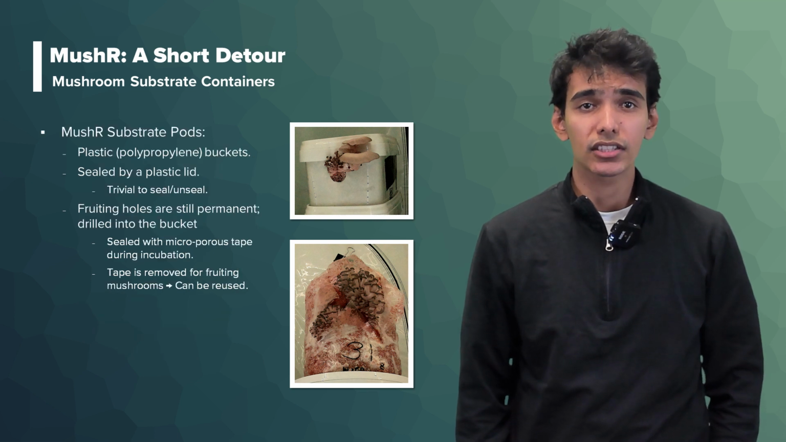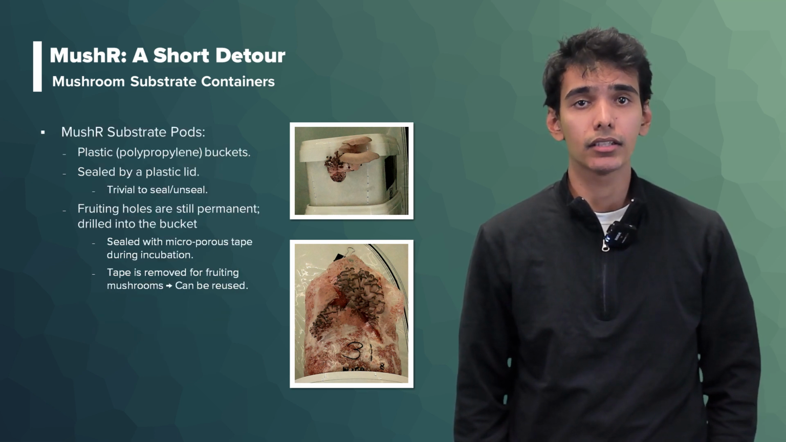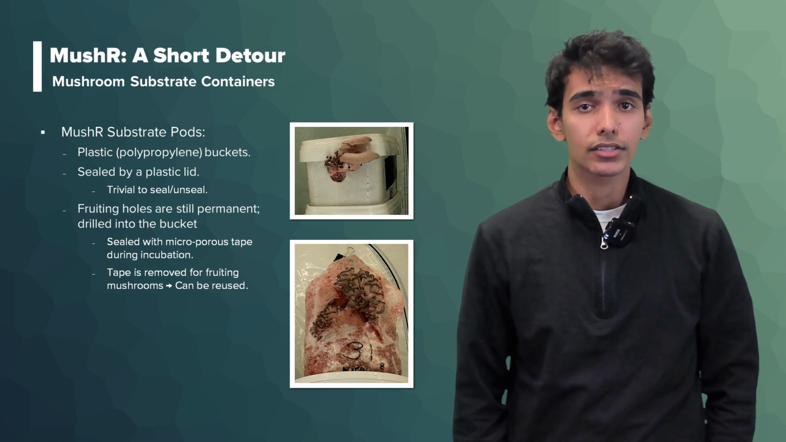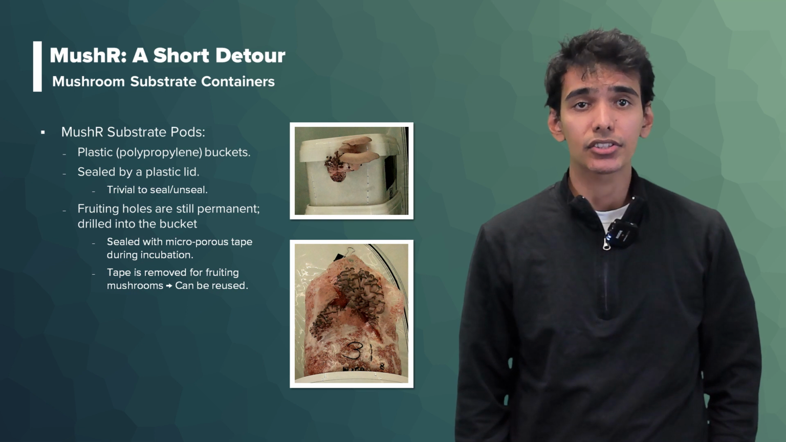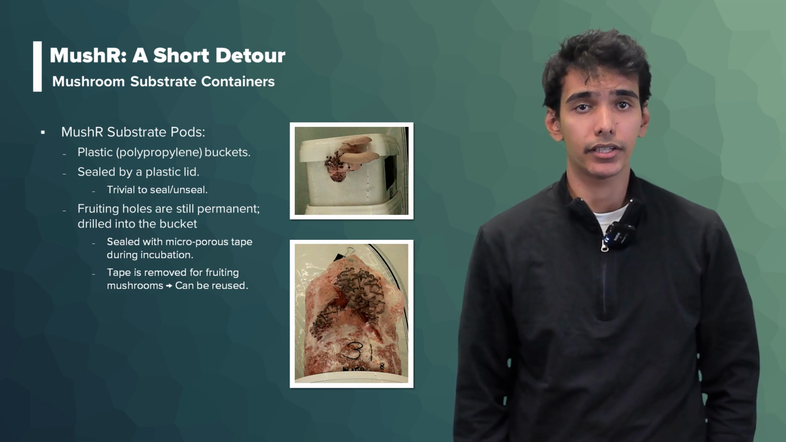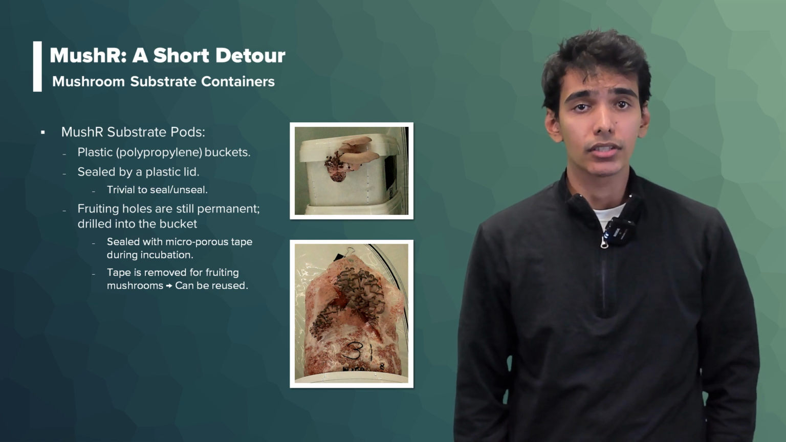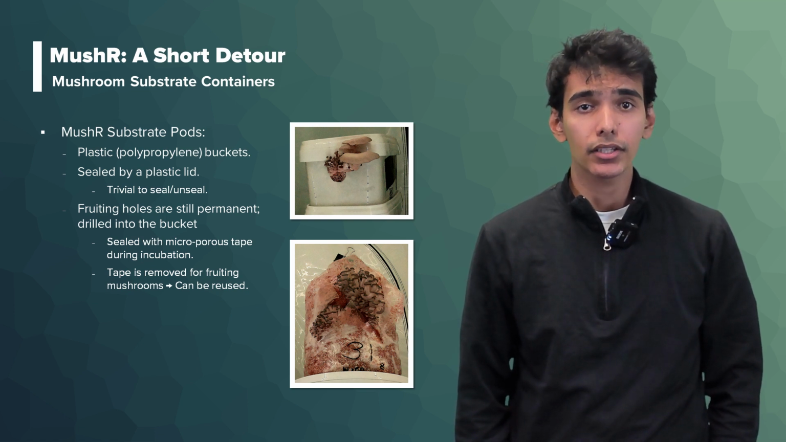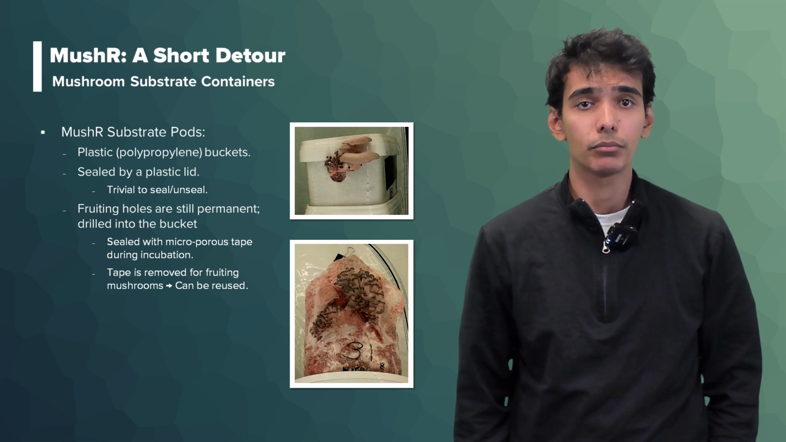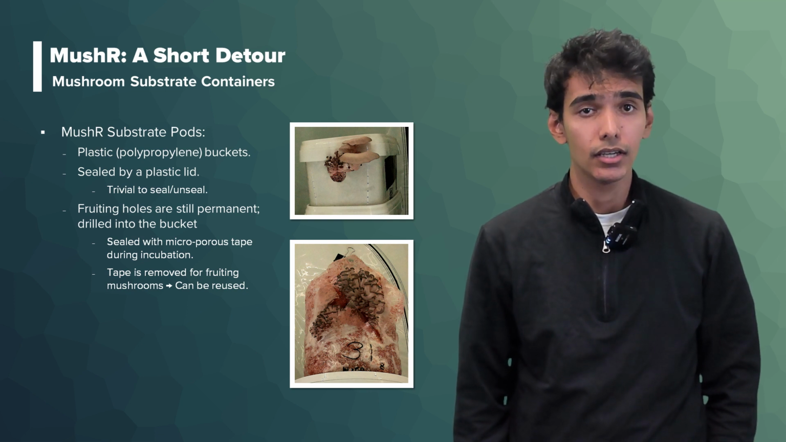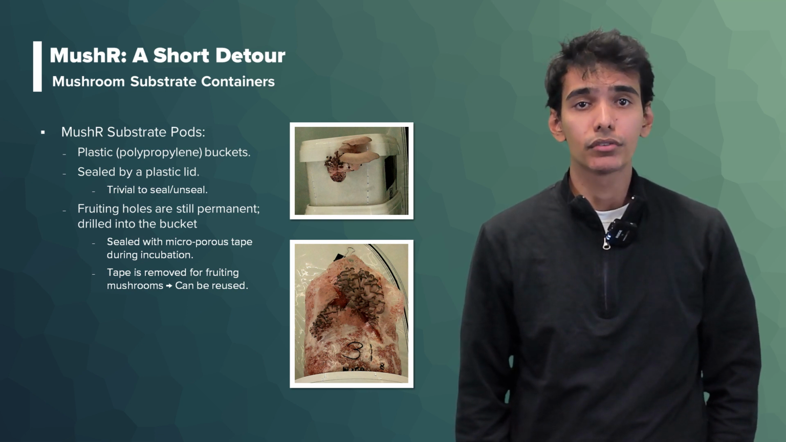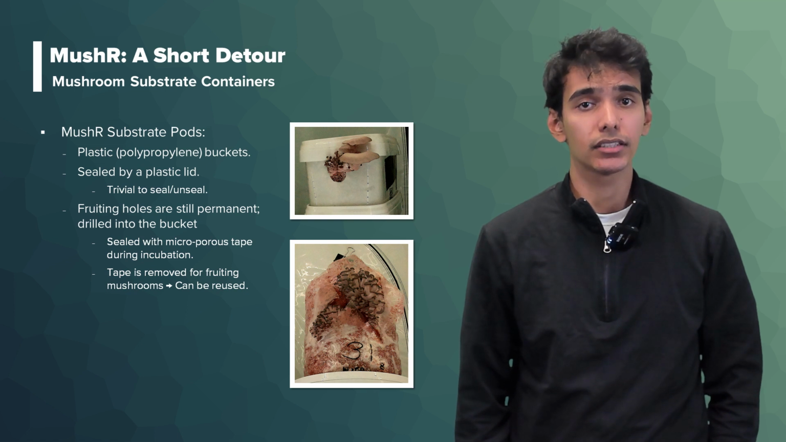So we tried to fix this problem by creating substrate pods using polypropylene buckets. In contrast to the plastic bags, these are sealed by a plastic lid, so they're trivial to seal and unseal. The fruiting holes are still permanent and are drilled into the bucket, but these are sealed with microporous tape during incubation, and the tape can just be removed for fruiting mushrooms, so basically they can be reused.